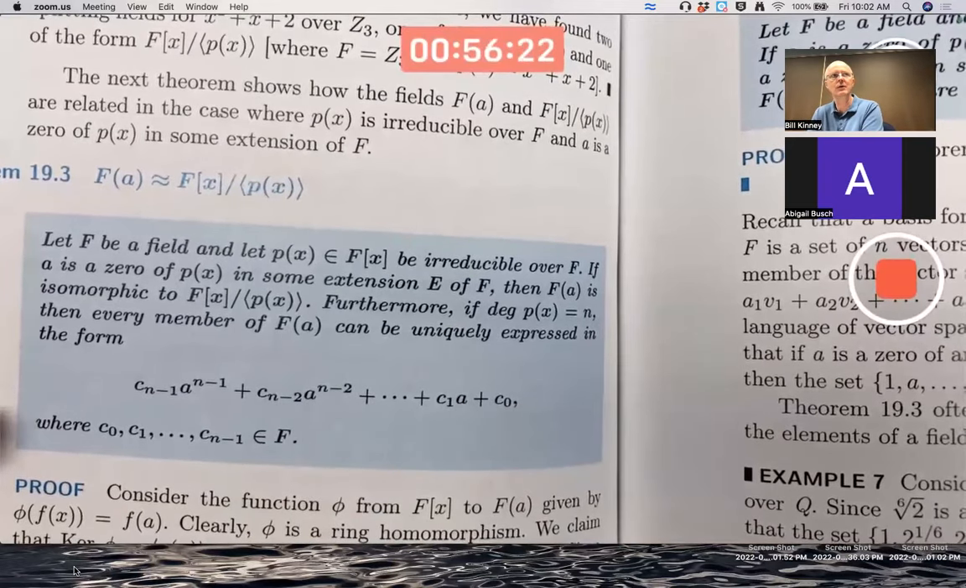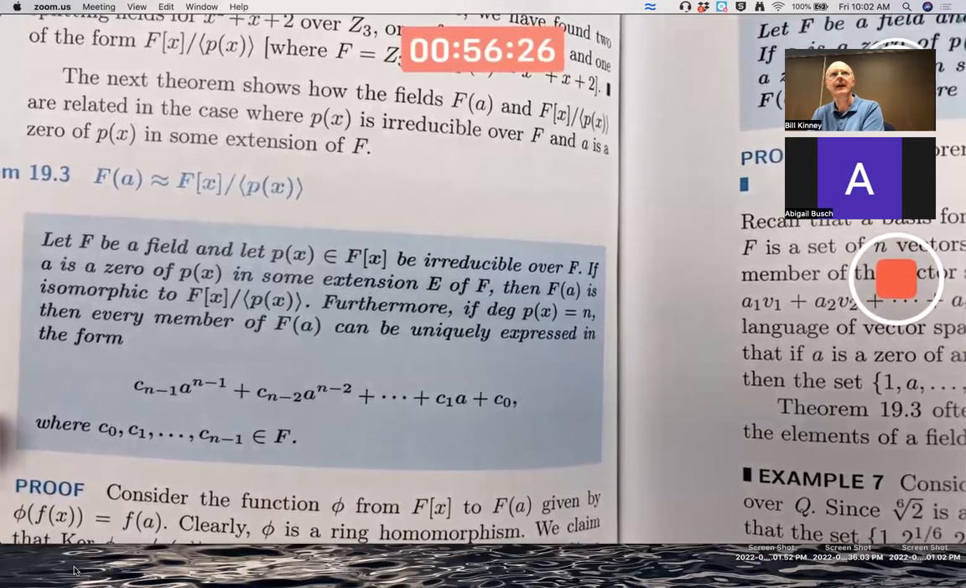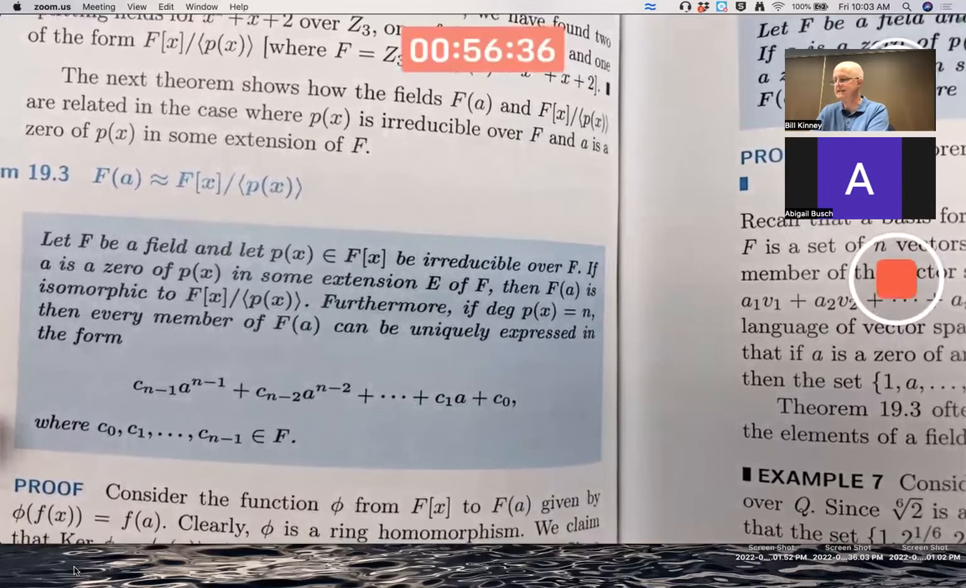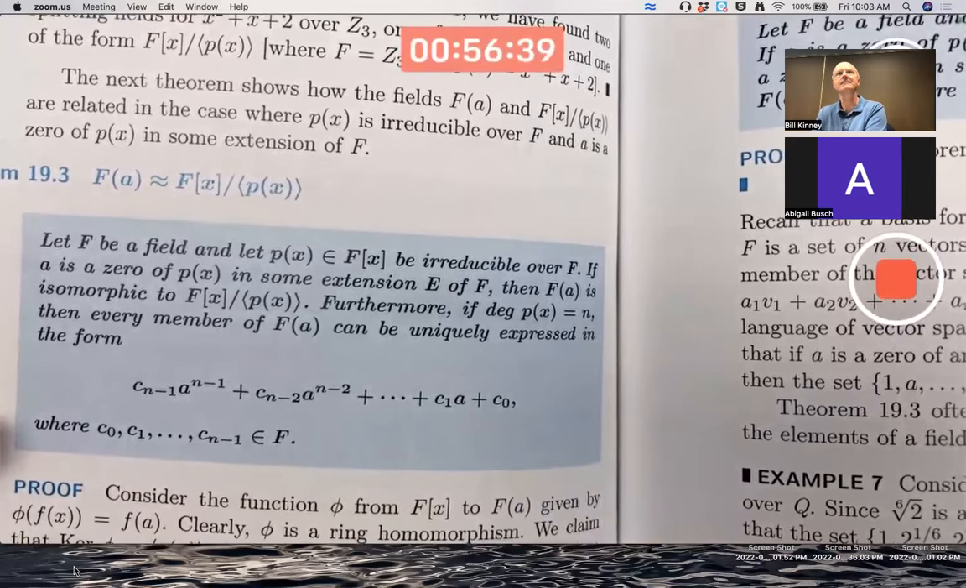Relating this to vector spaces as well, and the fact that any field will be a vector space over a subfield. If the subfield is the coefficients, the C's in this case, any field's going to be a vector space over a subfield.